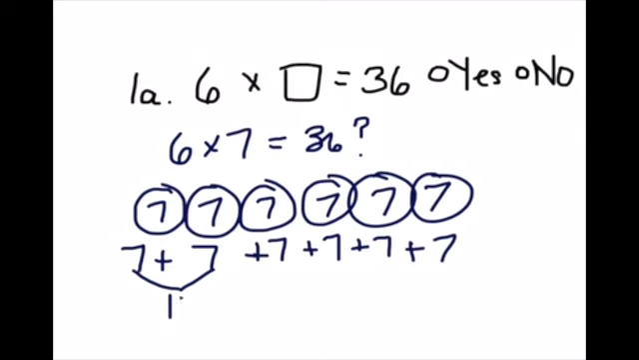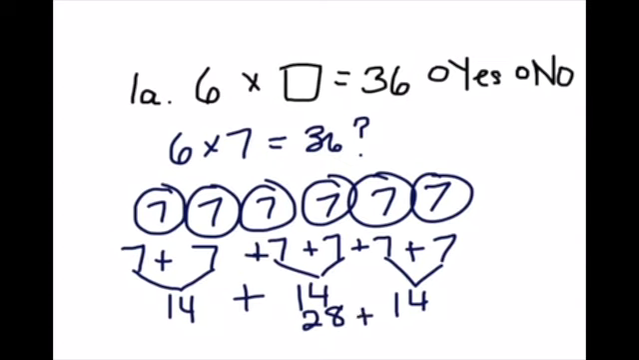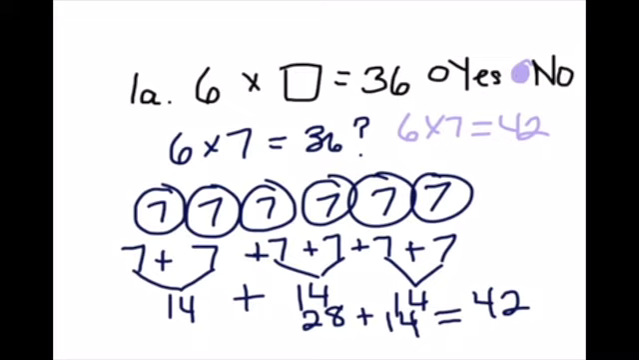So 7 plus 7 is 14. Another 7 plus 7 is 14. And another 7 plus 7 is 14. So when I add 2 14s together, I get 28. And then the last 14, 28 plus 14, that is 42. So, does 6 times 7 equal 36? No, it does not. It actually equals 42, so we know that's a no.